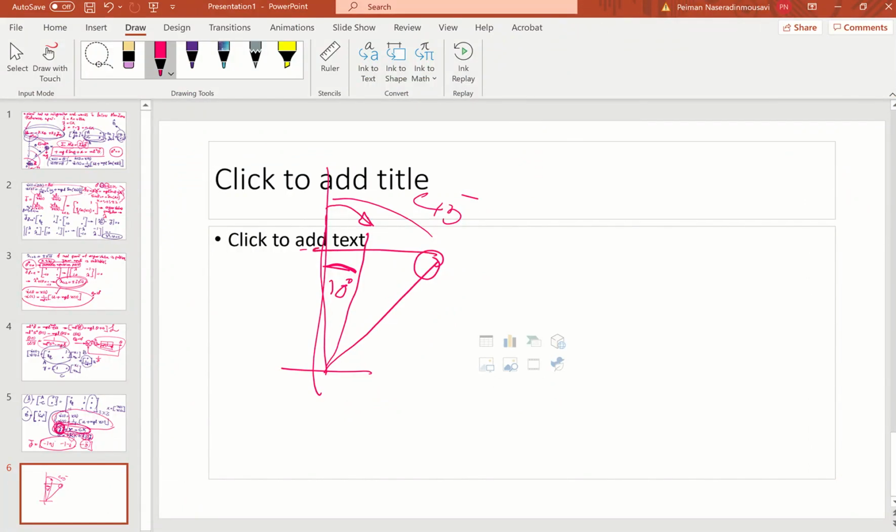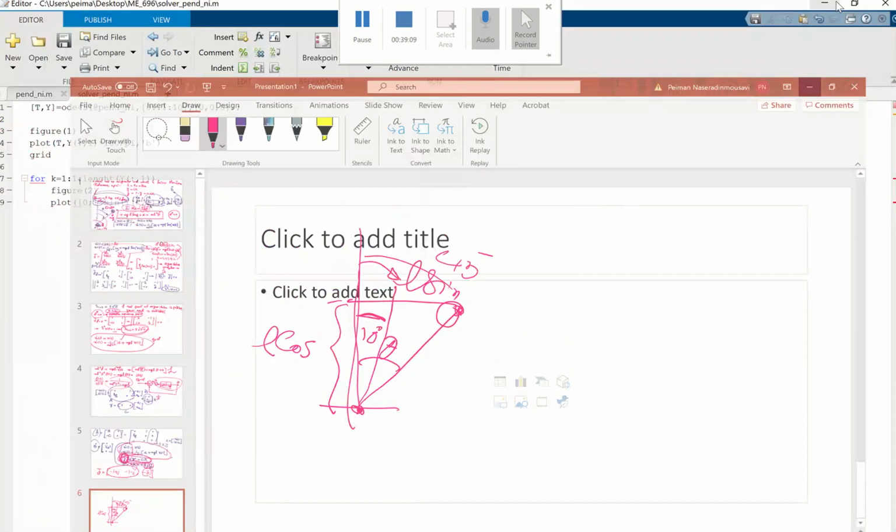Here is L sine x. Here is L cosine. That's right. L cosine. Here's L sine. That's right. This is theta. I'm getting x of this point and x of this point, and y of this point and y of this point. Okay. Look at here.